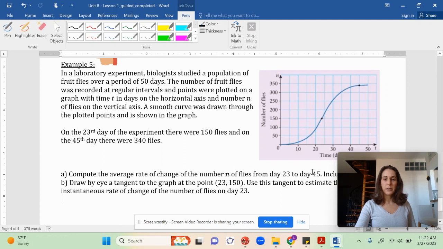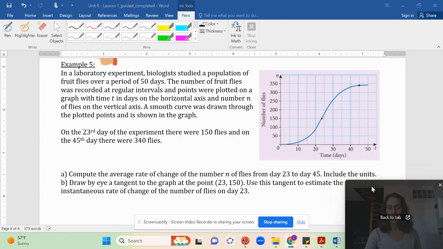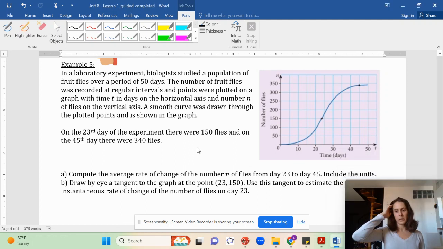Okay, our last problem, we're going to get off of distance a little bit and look at a different context. So we have a laboratory experiment. We're studying the population of fruit flies over 50 days. So we have the number of flies in time and days. This already looks a bit like a logistic curve, makes sense.